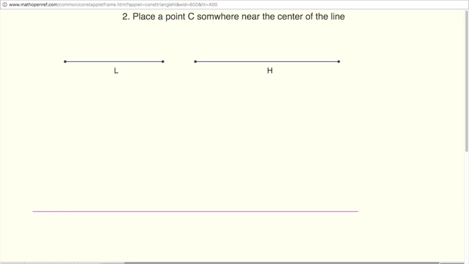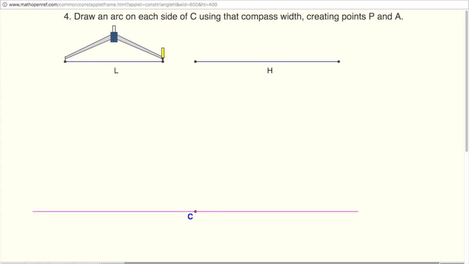Now place a point C somewhere near the center of the line. Now set the compass width to the length of the given leg L. Now draw an arc on each side of C using that compass width, creating points P and A.